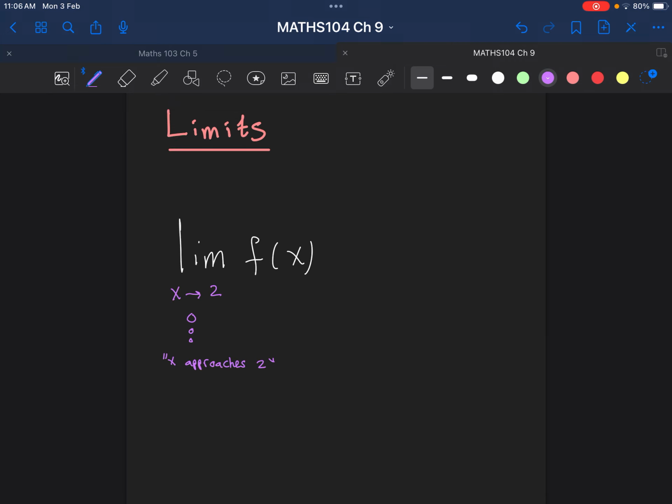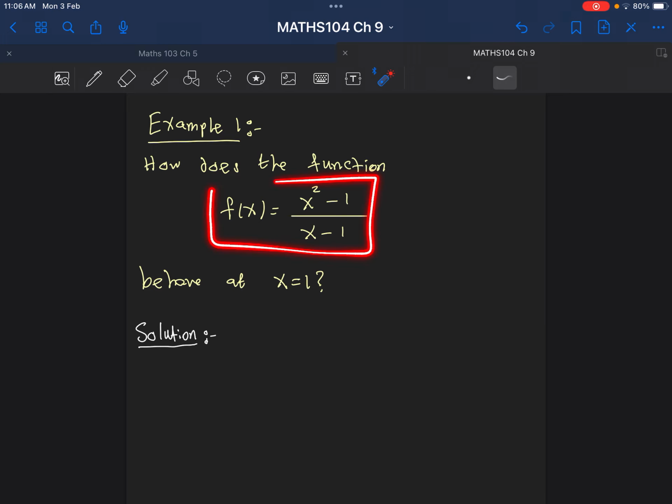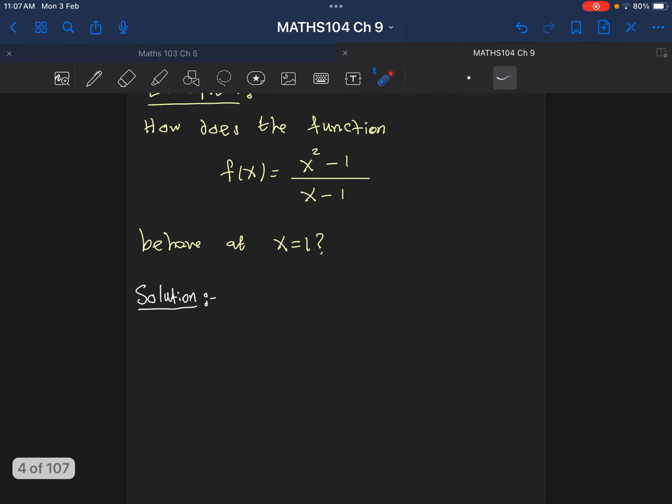Let's see in one example what we mean by this type of limit. Let's see example number 1. It says: how does the function, so we are given a function, behave at x equal to 1? So you have a function, and we are asking you how this function behaves when x equals 1. Let's see how things will happen.